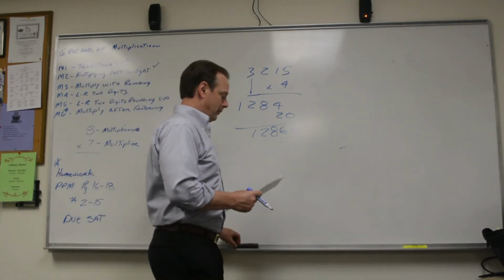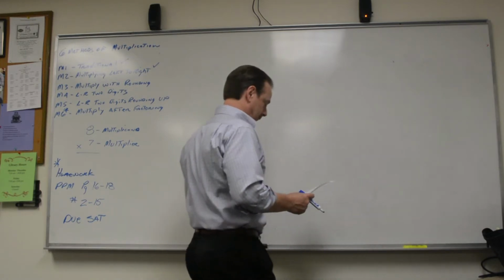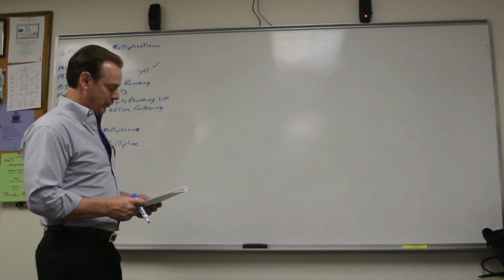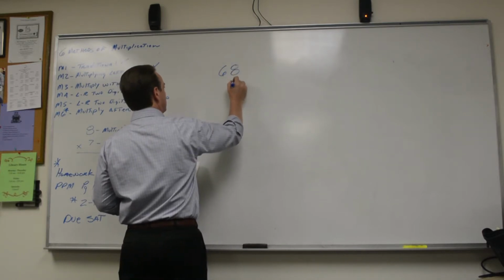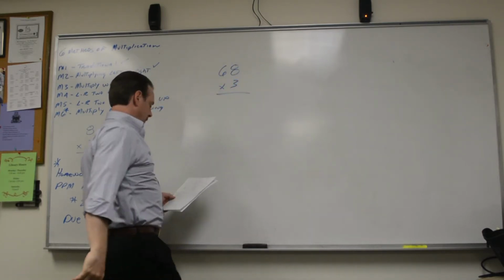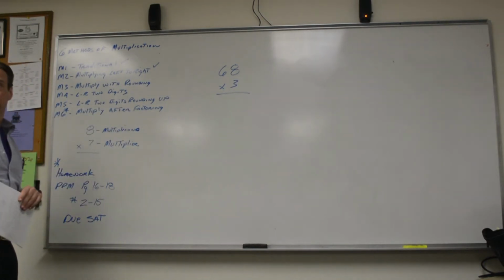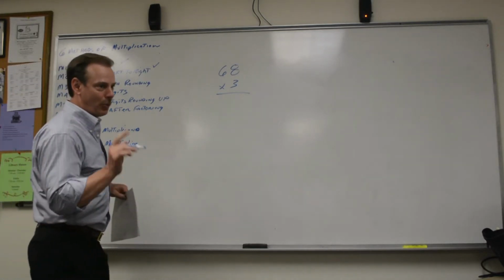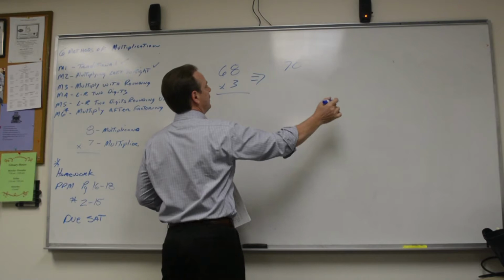Let's go to method 3. All right, multiply with rounding. We're going to do this. It's 68 times 3. That's kind of a funny number, isn't it? Wouldn't it be easier if we could say, we call that 70 times 3?